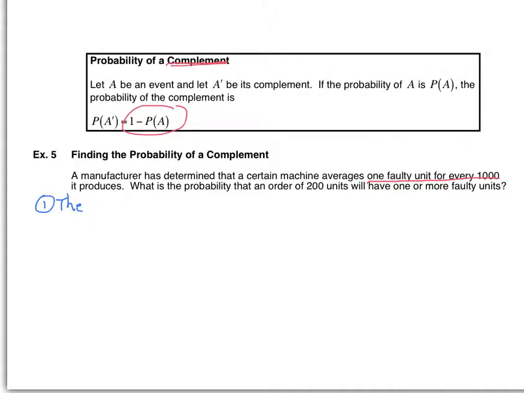What is the probability that an order of 200 units will have 1 or more faulty units? So sometimes it's just easier to find the perfect units and then use that probability to find the faulty units. So for our first step, we're going to find the probability that any given unit is perfect.